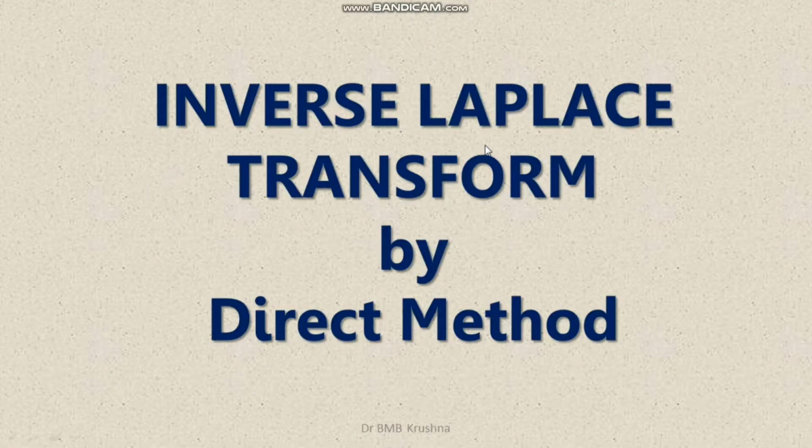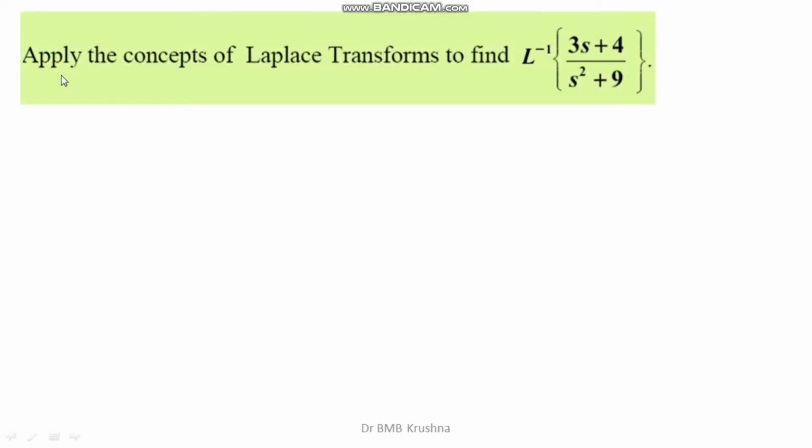Inverse Laplace transform by using direct method. Apply the concept of Laplace transform to find L inverse of F(s), where F(s) is (3s plus 4) by (s square plus 9). For this, we can apply direct method. F(s) is (3s plus 4) by (s square plus 9).